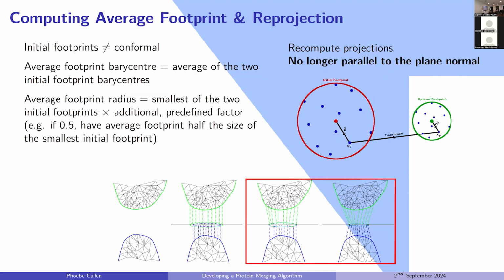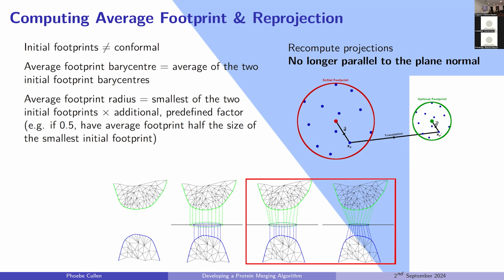Okay, so then as I was saying before, we then needed to compute a shared footprint, as the initial footprints are not conformal, but you obviously need a shared one to actually be able to perform the joining in the first place. So this shared footprint has a barycenter as the average of the two initial footprint barycenters. And sorry, I forgot to note this barycenter is actually computed just as an average of all of the vertices on the plane, so it's a centroid essentially.